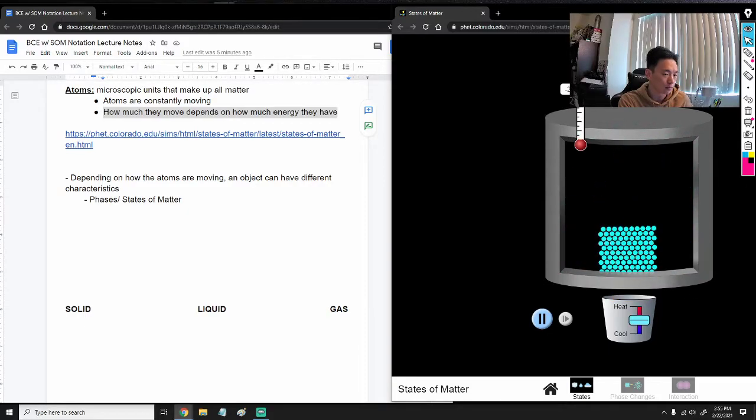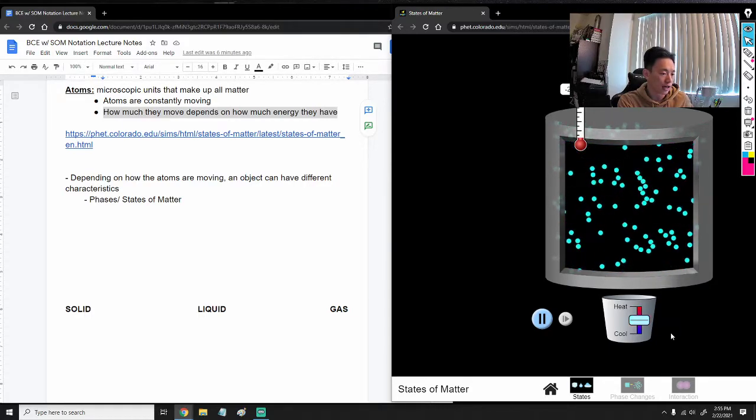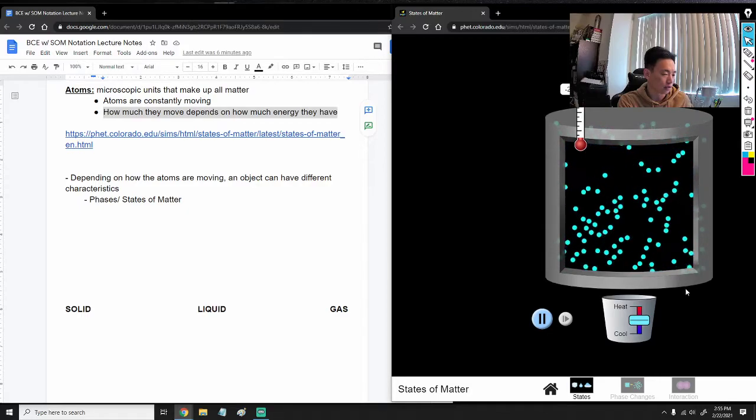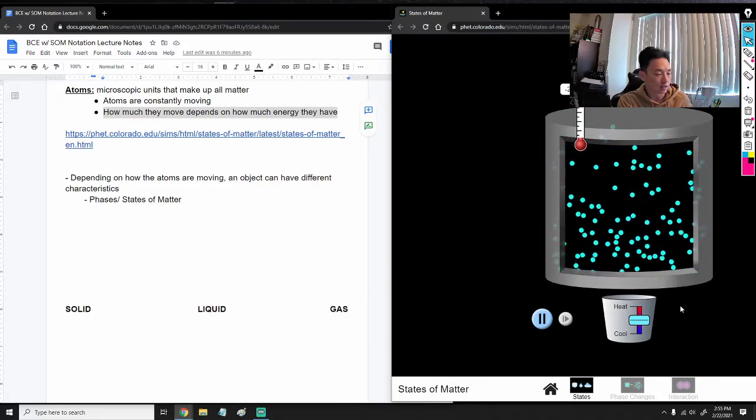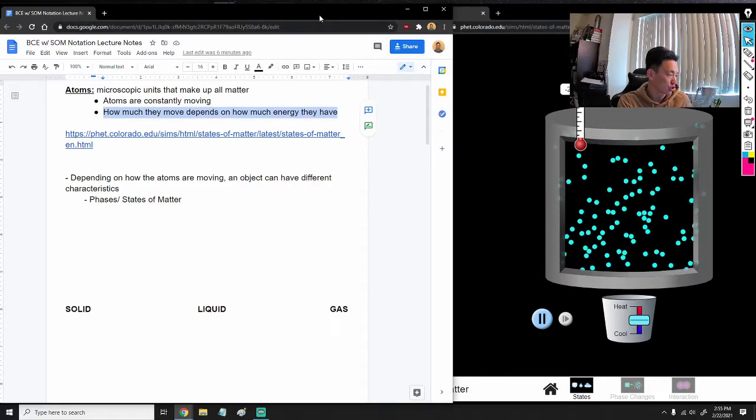So if we want to compare, going back to the solid, the atoms are vibrating a little bit, but they're able to keep their shape. But if we look at a liquid, the atoms are vibrating a little bit more, and so they're not really able to keep their shape. They're not all flying around yet, right? There's one random one right there. But when we turn it into a gas by adding more energy, all the atoms are flying around, and so the state of matter that something is in depends on how much energy they have.